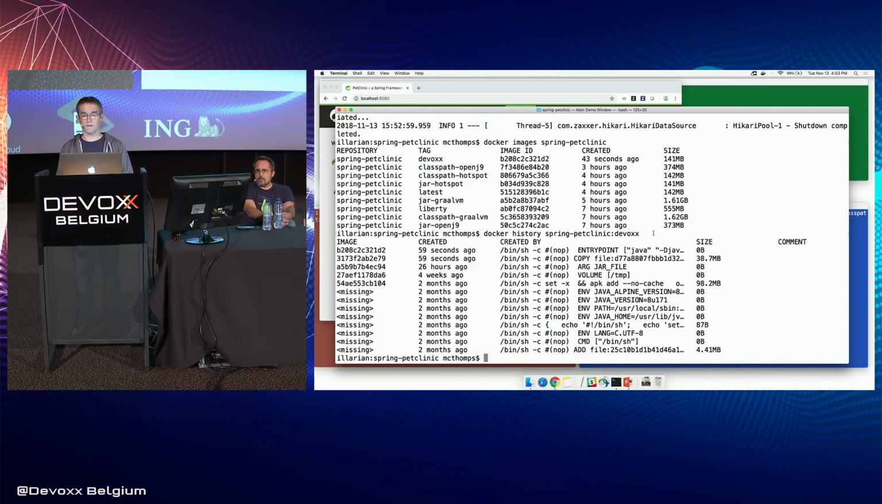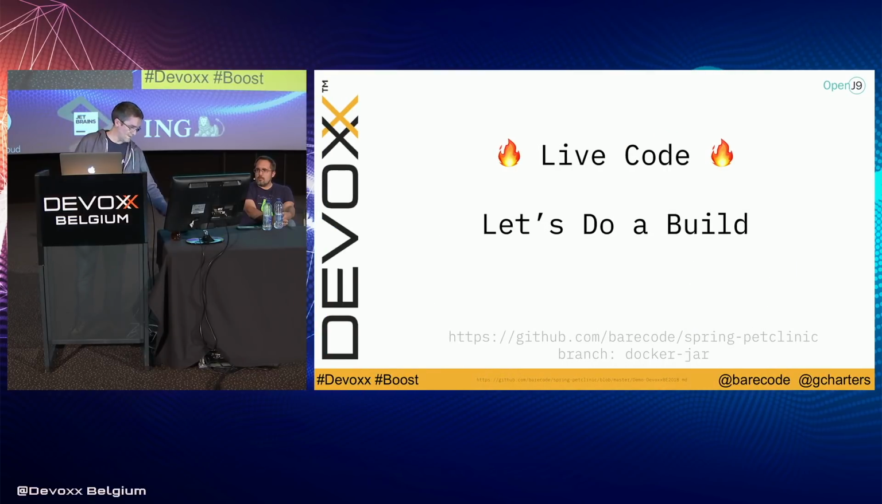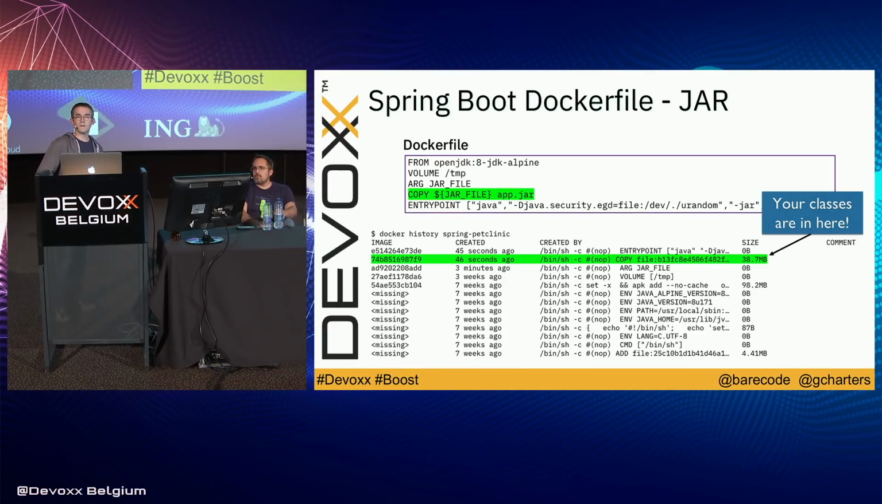Let's have a look at the Docker history. And there we go. The COPY command in our Dockerfile has resulted in a layer of 38.7 megabytes. So the image was 141 megs, and the Docker layer we created was 38.7 megabytes. In there are your classes. If you're familiar with the Pet Clinic application, do you think there are 38.7 megabytes of files in there? Not my files.